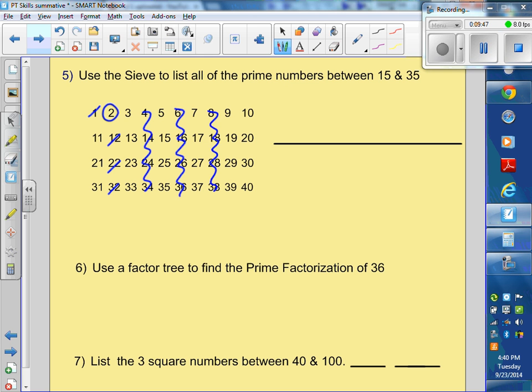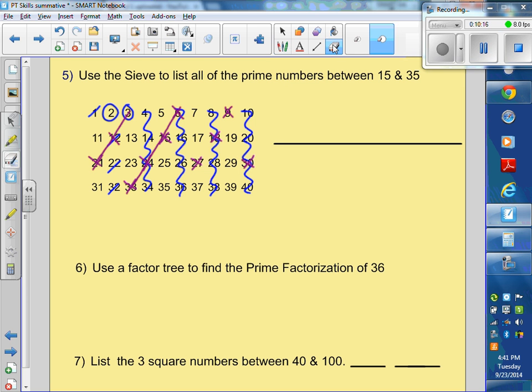Every other row is even. The next number left is prime. And I'm going to cross out all multiples of 3. So 3, 6, 9, 12, 15, 18, 21, and you might notice that there's a diagonal pattern, and you could do this a little bit quicker because on the diagonals are all the multiples of 3.